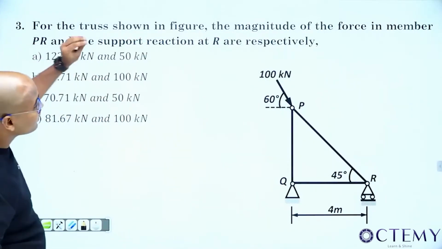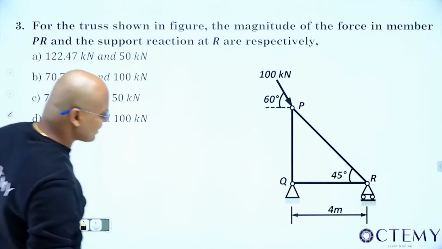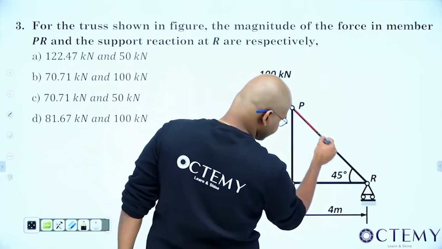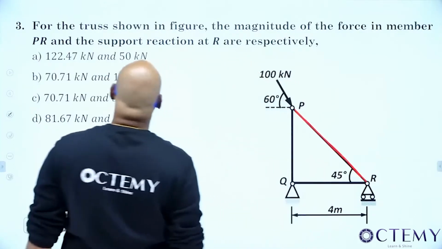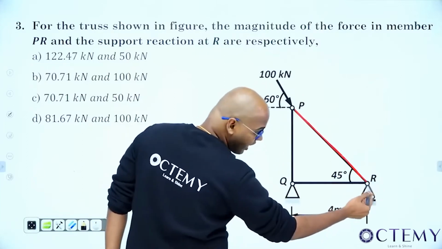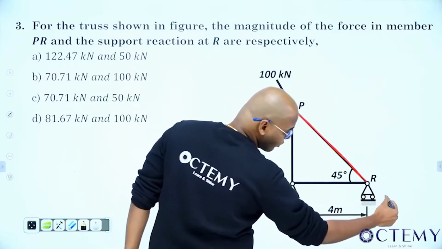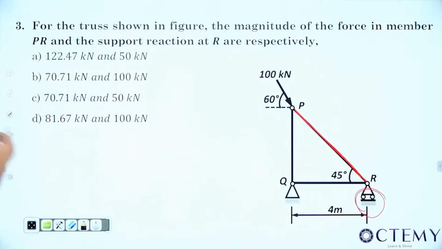Now listen. For the truss shown in figure, the magnitude of the force in member PR. What's the member? PR. In this member he is asking, okay, force in a member PR. And the support reaction at R. See, R is what support? R is a roller support. And he is asking the support reaction at this support. Two he is asking. What are those respectively?